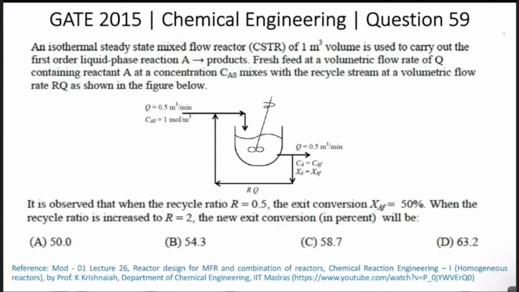It is observed that when the recycle ratio R is equal to 0.5, the exit conversion XAF is equal to 50%. When the recycle ratio is increased to R is equal to 2, then the new exit conversion in percent will be option A 50%, option B 54.3, option C 58.7 and option D 63.2.